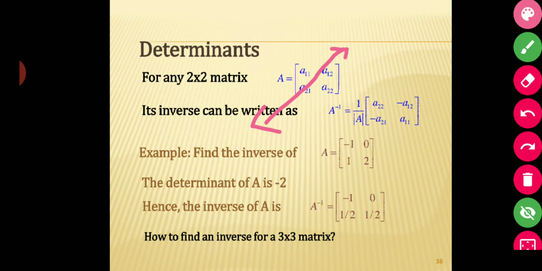You have to remember three steps. First, divide by its determinant value. Second, interchange the position of these two elements. Third, change the sign of these two elements.